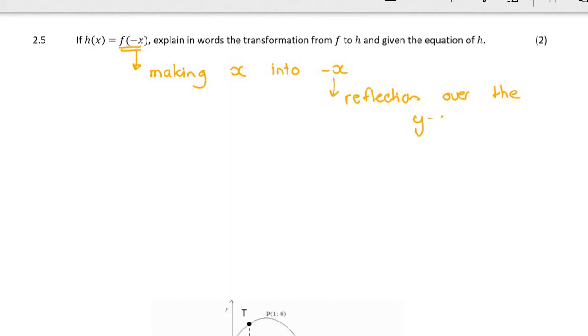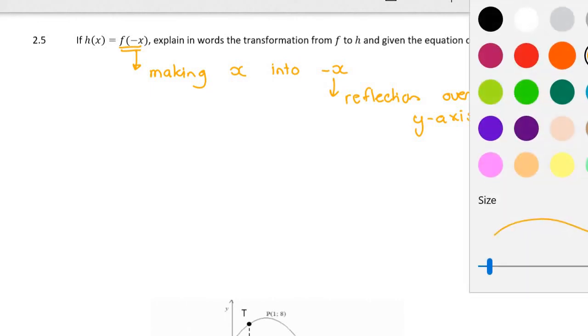Now that is something you just have to know. If you're changing the sign of x, you're reflecting over the y-axis, and then the opposite is also true. If you're changing the sign of y, you're reflecting over the x-axis. Now it said explain in words the transformation from f to h and give the equation of h. Well, there's my explanation in words, and now I have to give the equation of h.